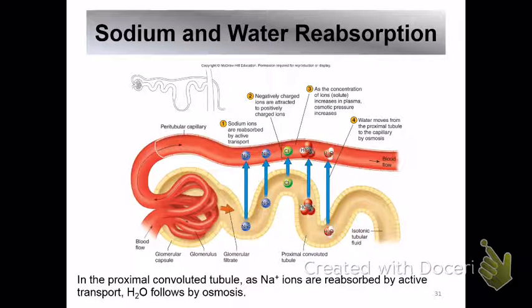Okay, sodium and water reabsorption. Now the kidneys maintain the internal environment by reabsorbing water. So they maintain how much water you've got. But you can see right here, sodium is going out of the kidneys back into the blood. Chlorine going out. So in the proximal convoluted tubule, as sodium ions are reabsorbed by active transport, remember that means it requires energy, and water goes by osmosis. So that's important. Water osmosis.